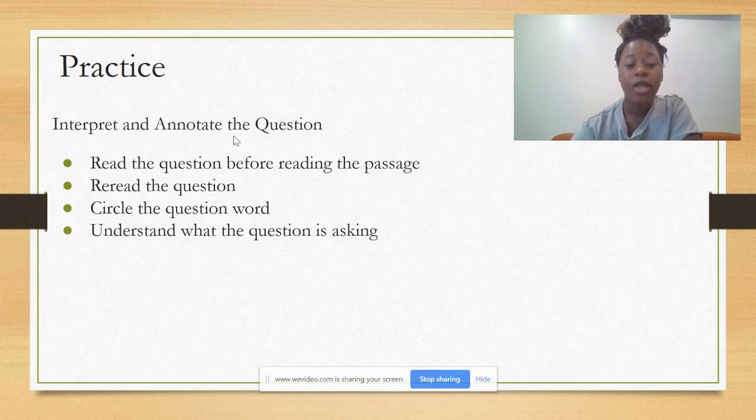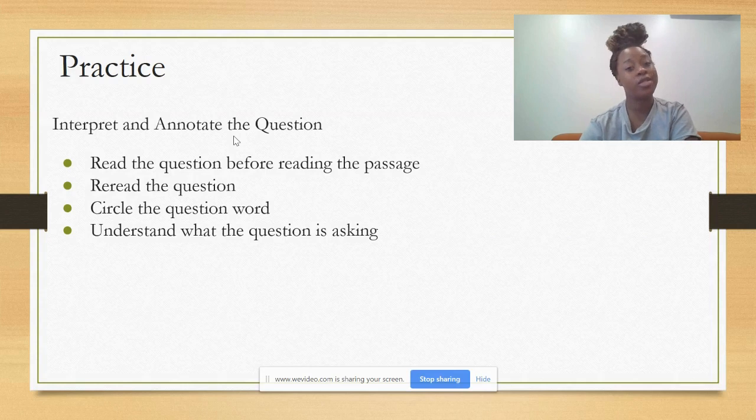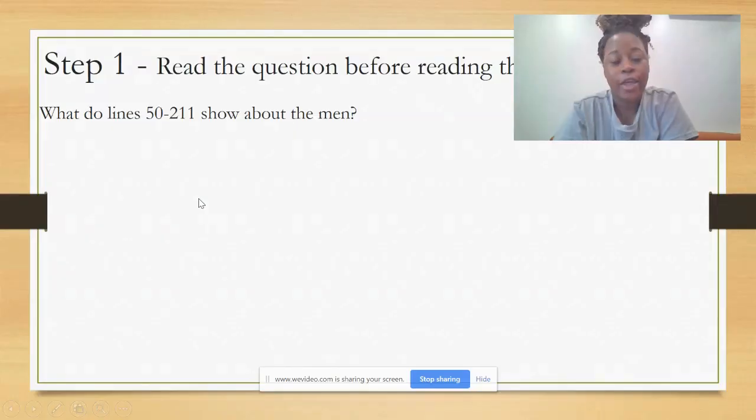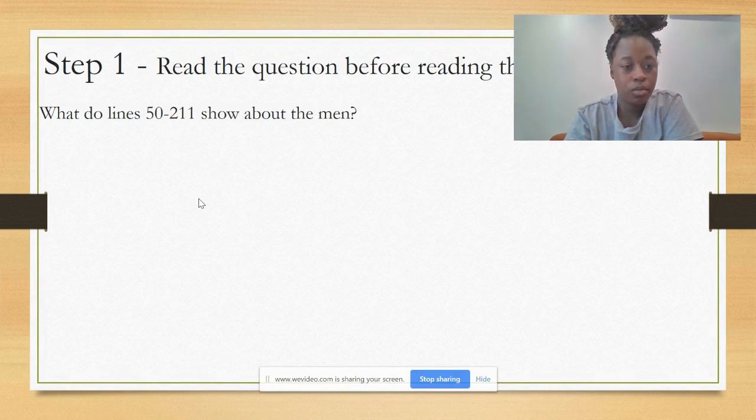Let's read through these one more time so that we know exactly what to do when we get our next question. 1, read the question before reading the passage. 2, reread the question. 3, circle the question word. And 4, understand what the question is asking. Let's start again with question 1. Go ahead and read the question below. What do lines 50 through 211 show about the men?